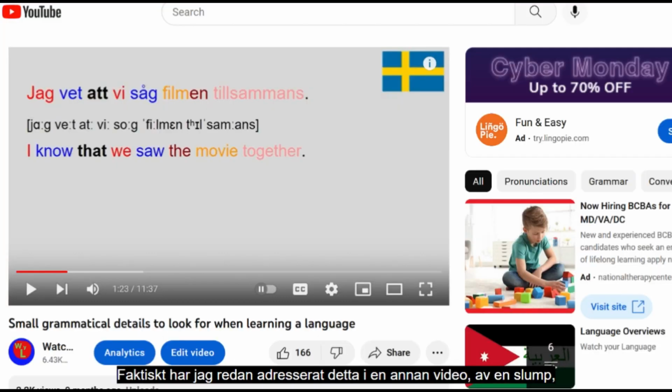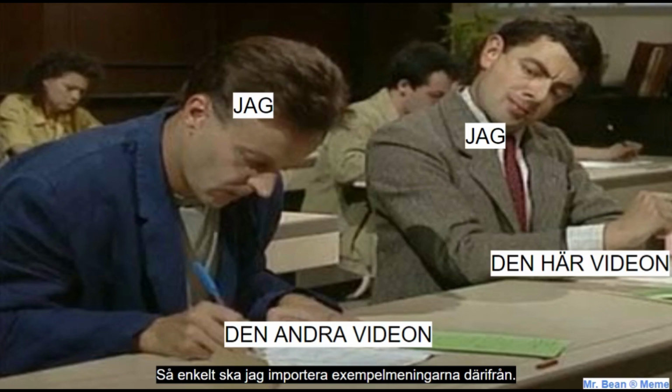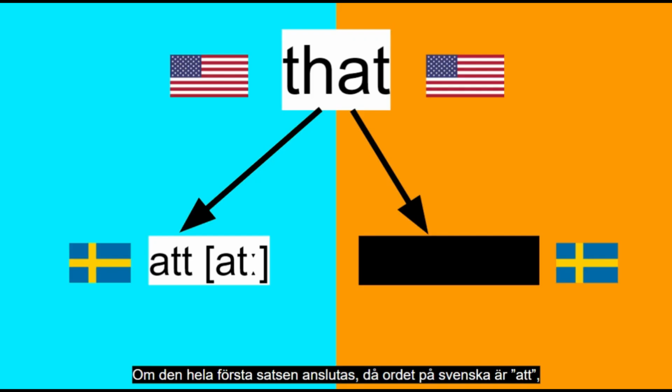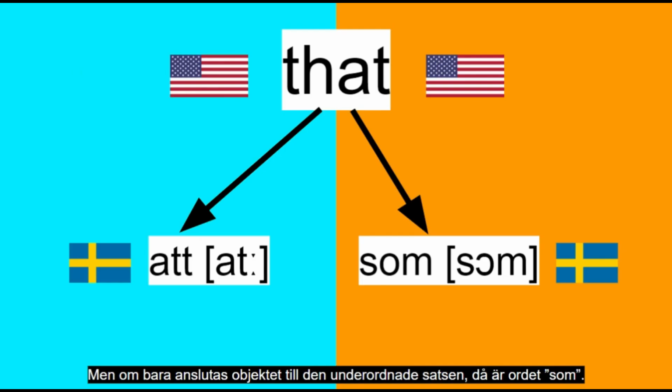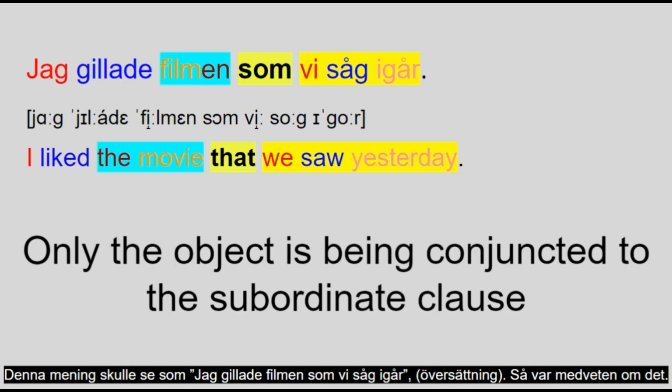I've actually addressed this already in a different video, coincidentally about things that are worth paying attention to in grammar, so I'll just import the example sentences from there. If the entire first clause is being connected, then the word in Swedish is att, as in, jag vet att vi såg filmen tillsammans. Meaning, I know that we saw the movie together. However, if only the object is being connected to the subordinate clause, then the word is som. This sentence would look like jag gillade filmen som vi såg igår, meaning I liked the movie that we saw yesterday. So be aware of that.